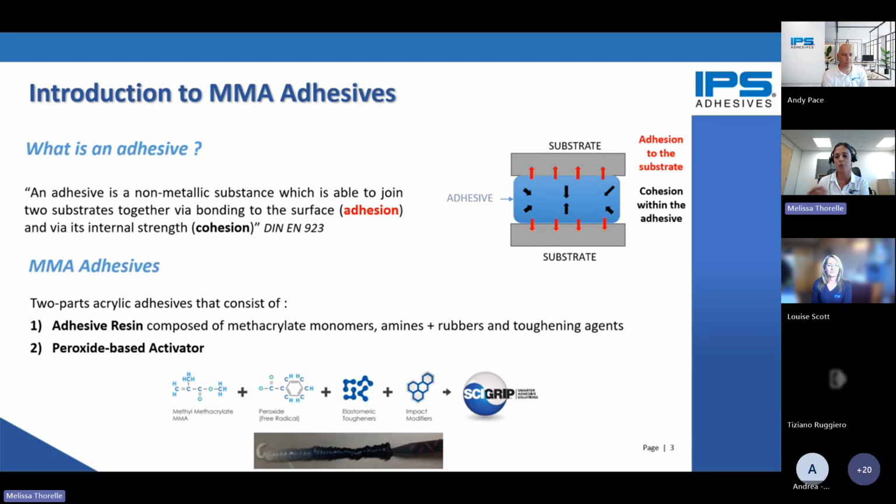That's why you have epoxy, you have polyurethane, and you have MMA. MMA stands for methyl methacrylate. MMA are two-part acrylate, and it's composed of two different parts. The first one is the adhesive, where you will find the MMA monomer, so the methyl methacrylate, but also the amine and some additive like rubber or toughening agent. All these additives are inside the formula to give the final property. Meaning if you want to improve the flexibility of the adhesive, or the impact resistance, you will add all these additives to give the final properties of the material. And the second part is called the activator, and it's mainly composed of the peroxide.